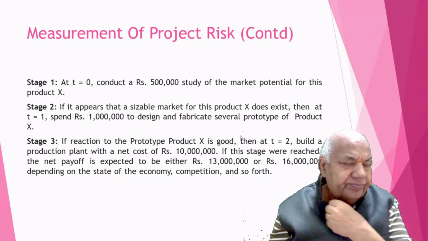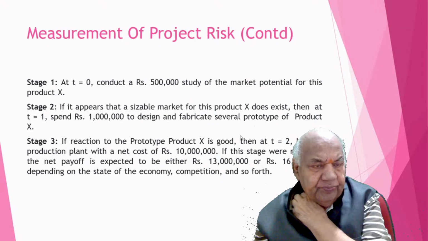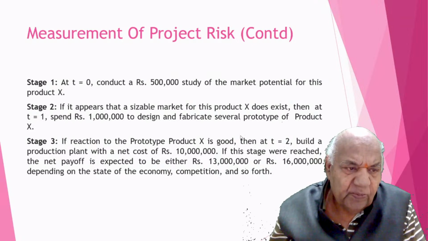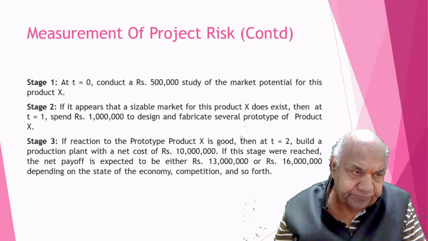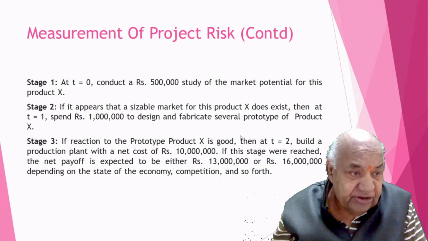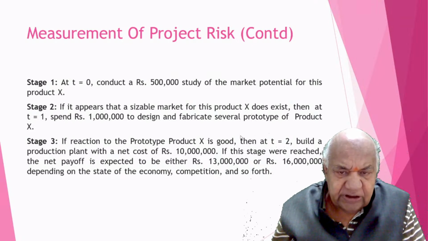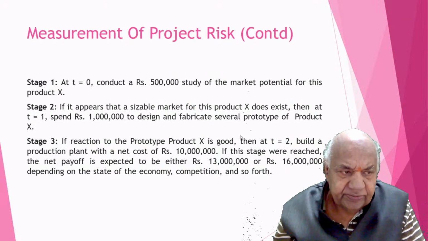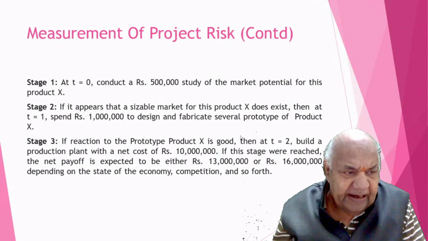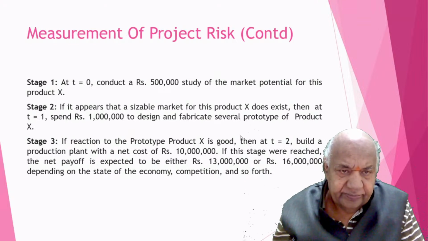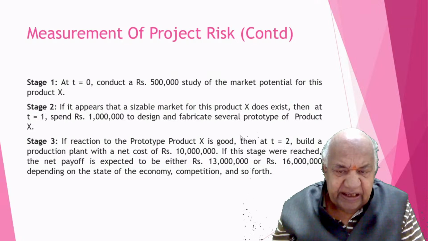Stage 1, time period 0: conduct a rupees 5 lakh study of the market potential for this product X. Stage 2: if it appears that a sizable market for this product X does exist, then at T1, time period 1, spend rupees 10 lakhs, 1 million, to design and fabricate several prototypes of product X.